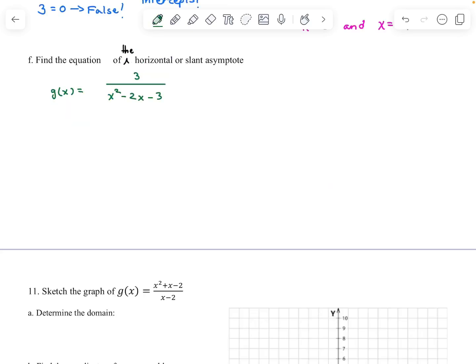And finally, part F. Find the equation of the horizontal or slant asymptote. The degree of the numerator is 0 and the degree of the denominator is 2. So we have m is less than n, which means y is equal to 0 is the horizontal asymptote. Now we are ready to sketch the graph of g of x.